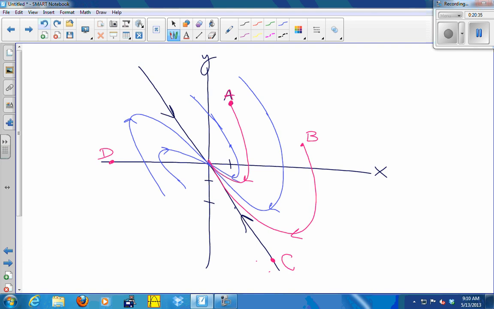Okay, so then D would have to go like that. Something like that. And C just goes directly to the origin.